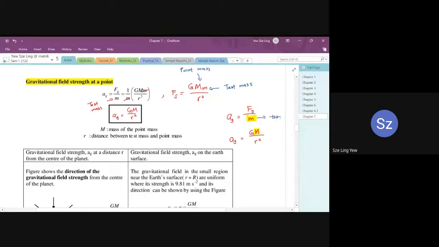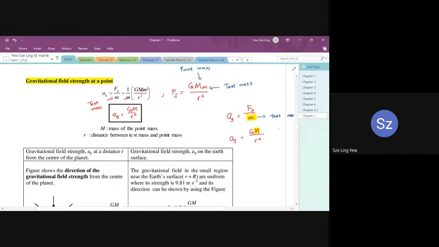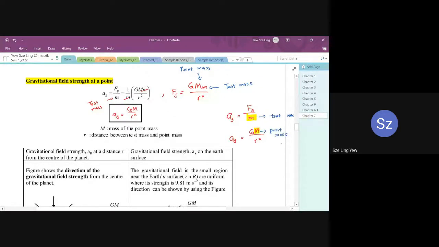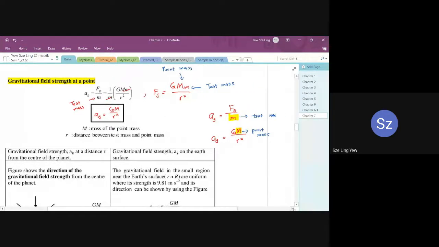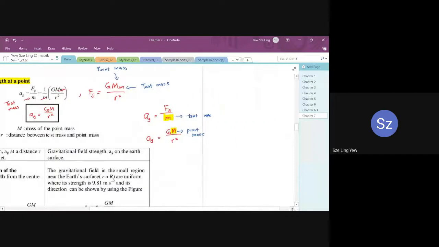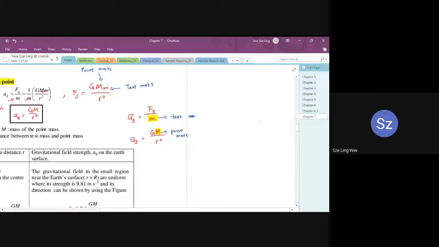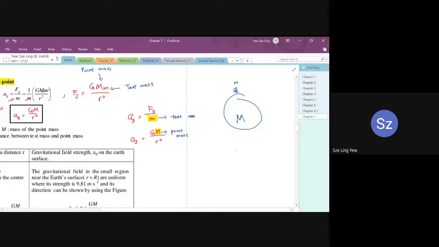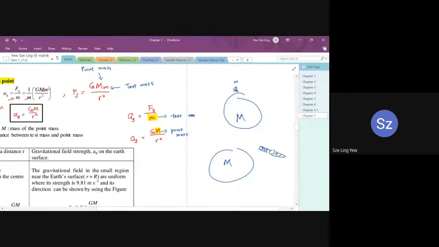Small letter m is the test mass, the mass that can be moved around in the situations given. And capital letter M is the point mass, usually referring to the planet. In chapter 7, usually we'll have cases where you have an object and a human standing on it. So this is capital letter M, and the human is small letter m. Or a second case with capital letter M and a satellite. These are the usual examples that we have in our questions.